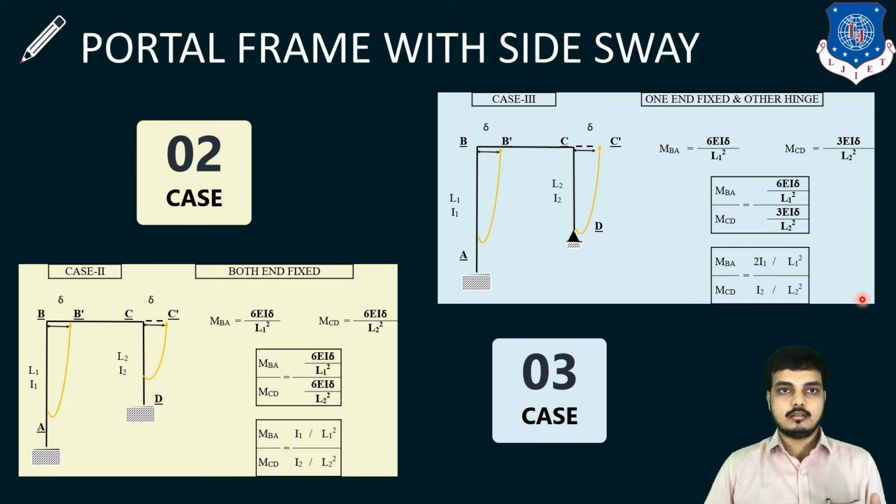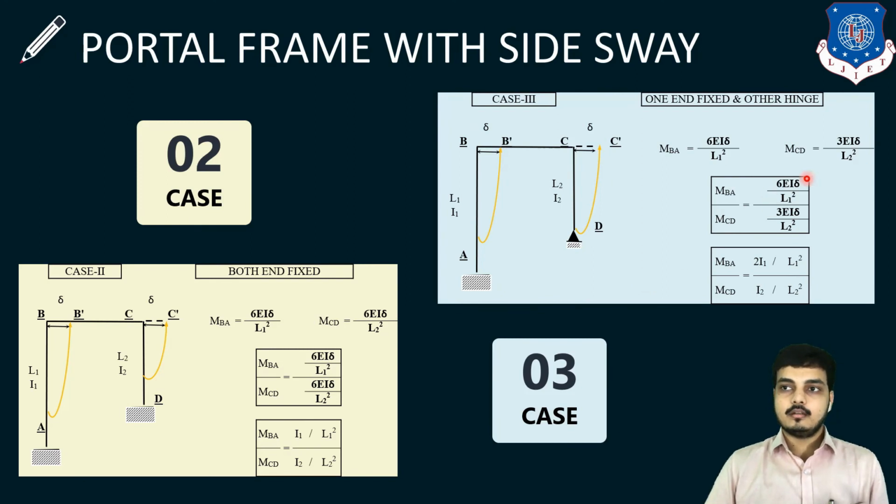This is not the same every time for one end fixed and the other hinged. If the fixed support is at D and the hinge support is at A, the ratio changes to 1 upon 2 into I1 upon L1 square to I2 upon L2 square. So with the help of the different kinds of connection, we have to adjust the equation.